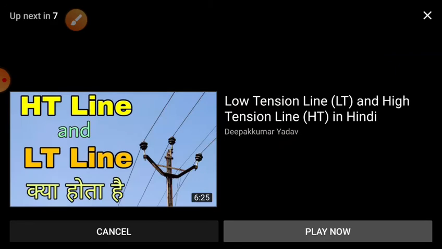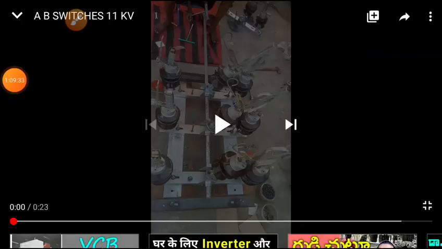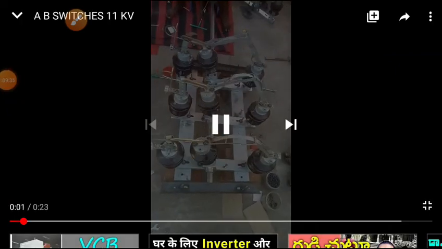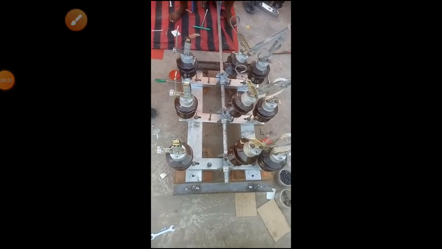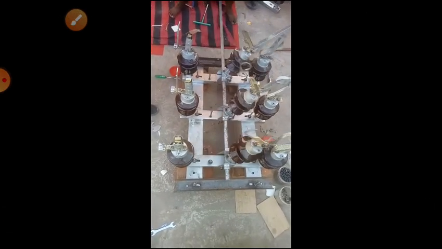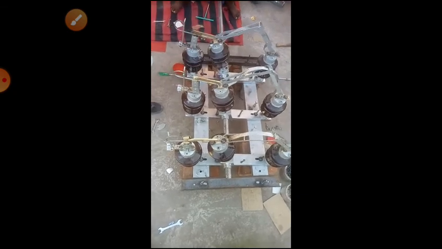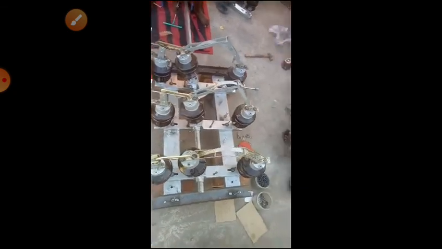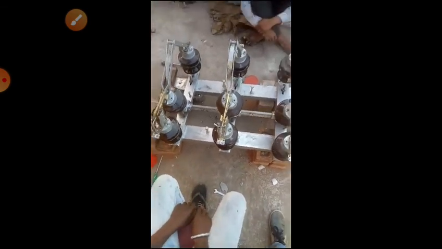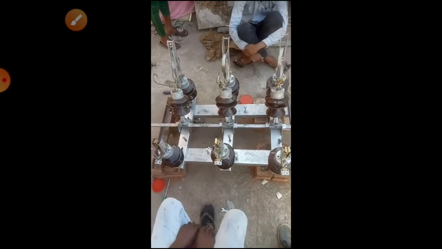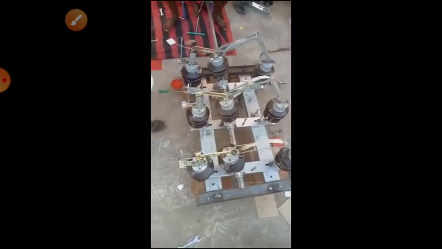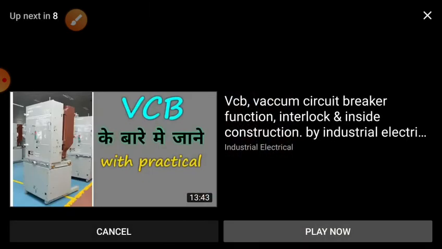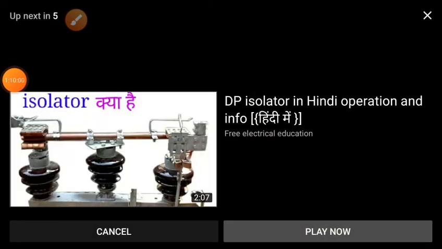Now this is one. How the other one also. The AB switches. Simple. The central post insulator is moved by the mechanism. Arcing horns, you can see the arcing, how the arcing horns are generally made of metal.